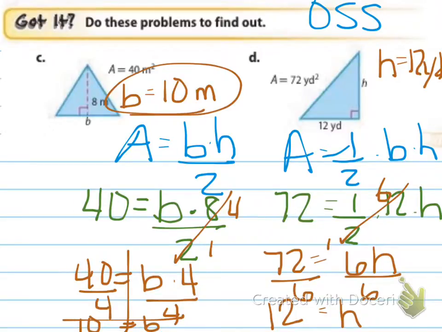All right, and here are my answers for C and D. For C, I have the base is 10 meters. And for D, I have the height is 12 yards. And notice that it's not meters squared or yards squared, because I'm talking about one measurement here, not the area. The area is units squared, but just the height, that measurement, just the base, that measurement, is just regular units.